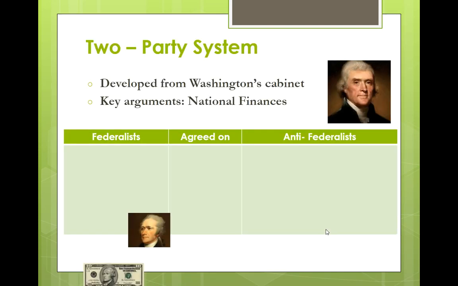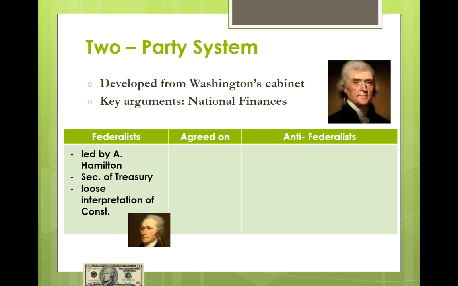1.6. First, again, the two political parties are going to develop out of George Washington's cabinet. Those two political parties were going to be the Federalists and the Anti-Federalists. Sometimes the Anti-Federalists are referred to as the Democratic Republicans. The Federalists are mainly going to be led by Alexander Hamilton, who was the Secretary of Treasury under George Washington. The Federalists believed in a loose interpretation of the Constitution, that they could sort of make the Constitution fit the things that they needed it to fit.